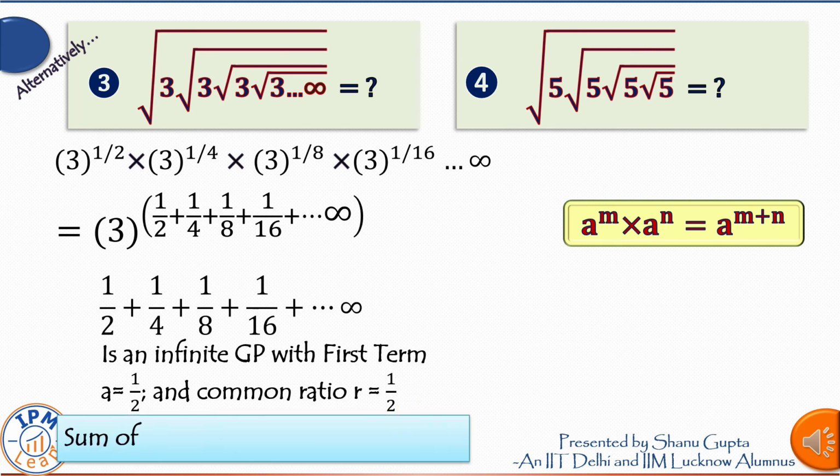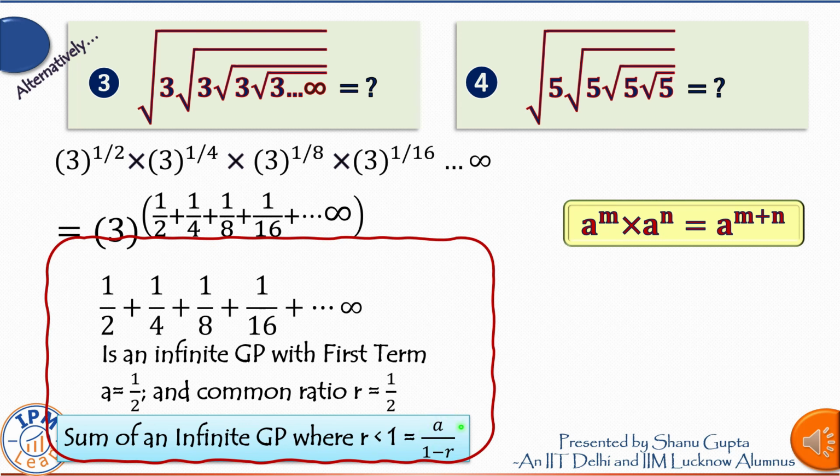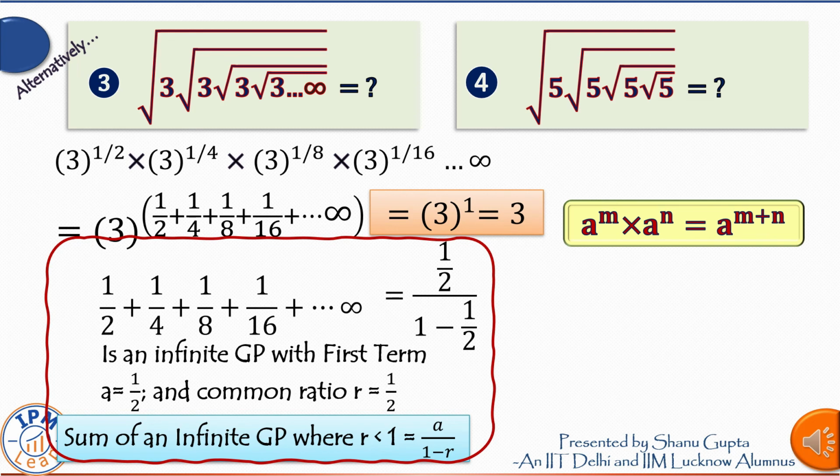The sum of an infinite GP where the common ratio is less than 1 is given by a upon 1 minus r. So let us substitute a as half and r as half in this formula and we get the sum of this infinite series as 1 by 2 over 1 minus 1 by 2, which is equal to 1. Net power of 3 in this expression is 1. So this original expression will be equal to 3 raised power of 1, 3 itself.